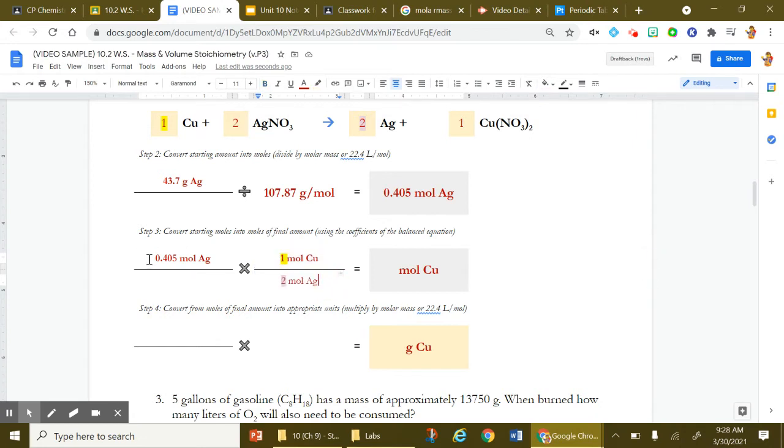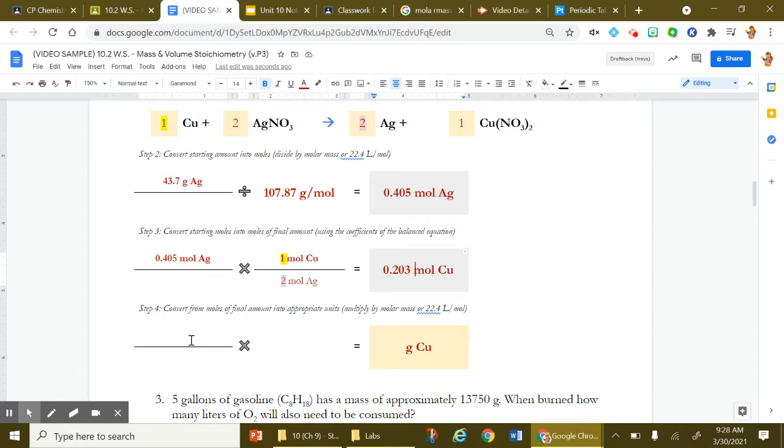So we're taking 0.405 and we're multiplying it by 1/2. All right? We're multiplying it by 1/2, aka we're dividing it by 2. All right? And so the answer is 0.203 moles of copper. Okay, that's half. I rounded it. All right, so there we go. So from moles of silver into moles of copper.